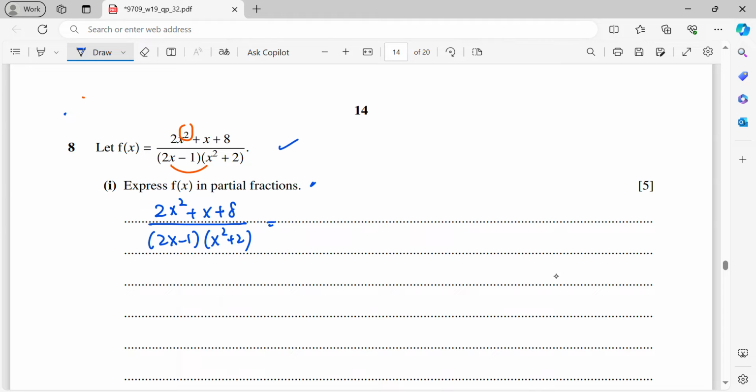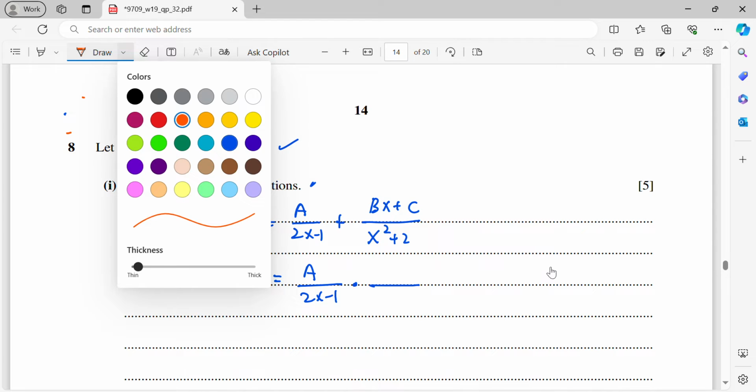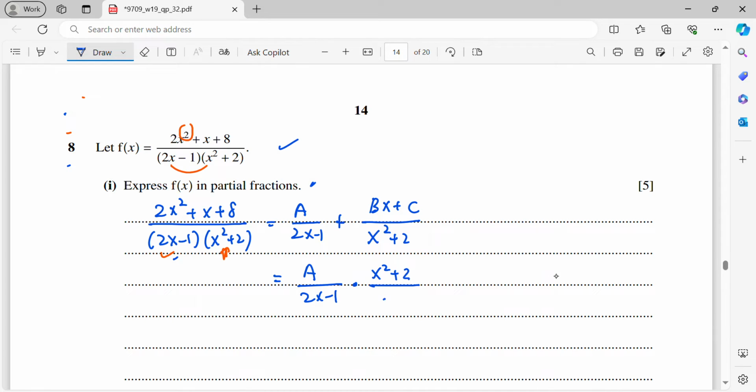Then the first term is a linear factor, so A over 2x minus 1. The second term is a quadratic, but it cannot be factorized, therefore it has a linear function in the numerator. Now, to get the same denominator, you can always compare with the left-hand side. I have 2x minus 1, which means I need to multiply by the quadratic, x squared plus 2. The same goes for the second term: you are given the quadratic, so just multiply with the linear function 2x minus 1.